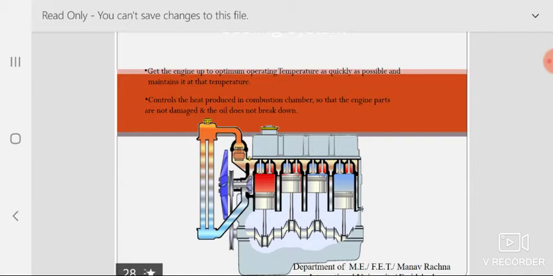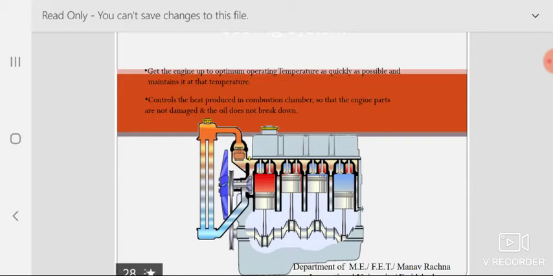The engine runs at a high speed, runs for a number of hours on the highway if you are going a long distance, and it gets heated very easily because there is a continuous friction of piston and cylinder within the arrangement. There is a high speed of the engine due to which the piston goes up and down very fast, and because of all these factors the temperature of the engine increases tremendously. So it is necessary to decrease the temperature of the engine using coolant.